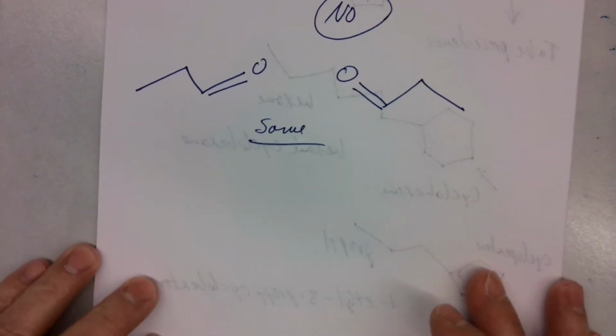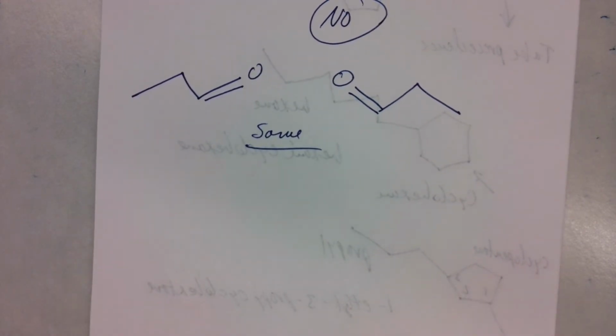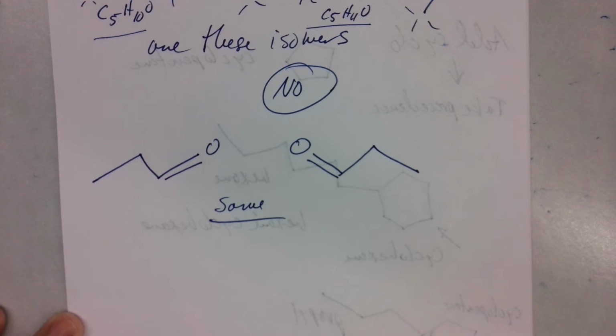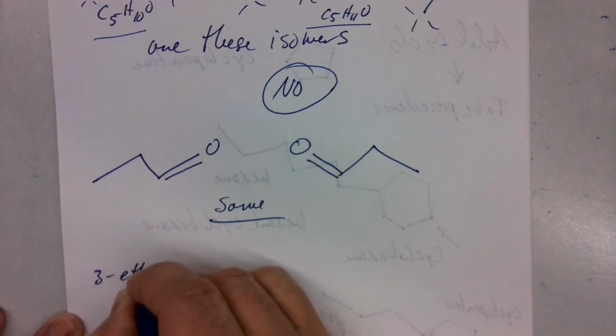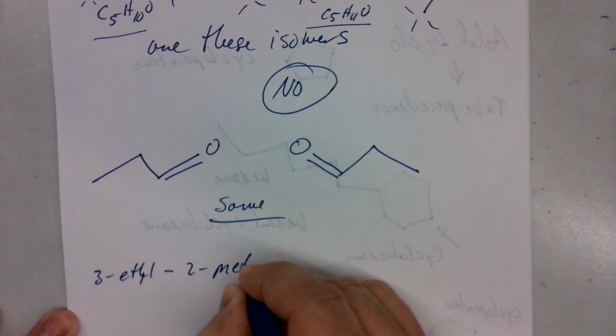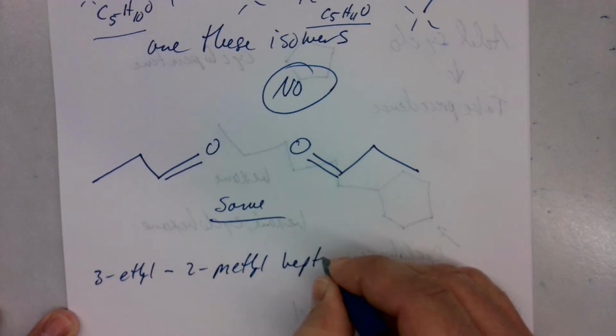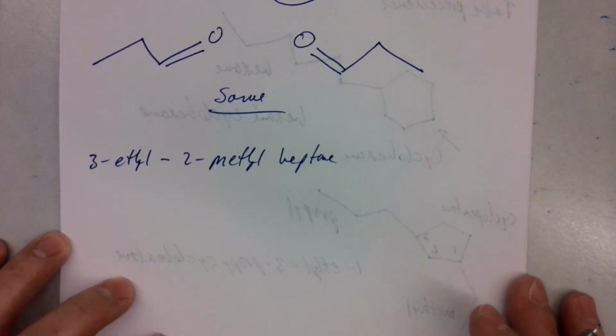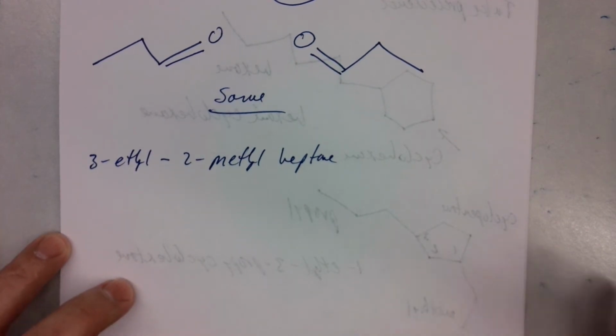Now, what I want to do is we're going to do this two ways. I'm going to give you a name, and we need to come up with both the condensed structure and the skeletal structure. Okay? So this is what I've got: 3-ethyl, 2-methyl heptane. Okay, so who could tell me how they think would be the best way to figure this out?